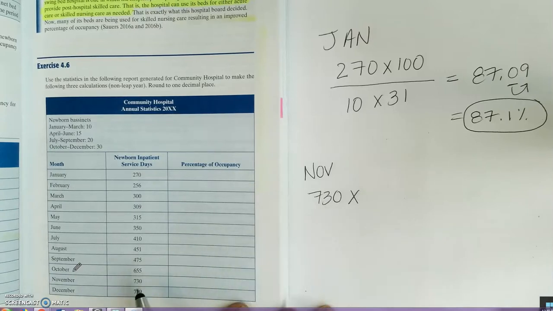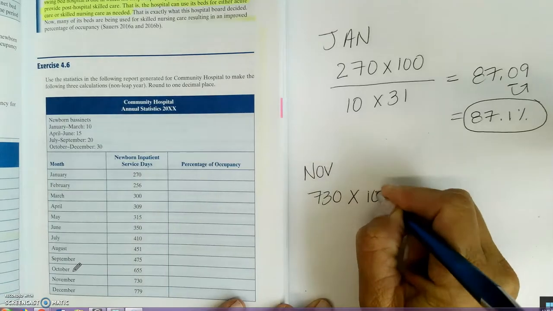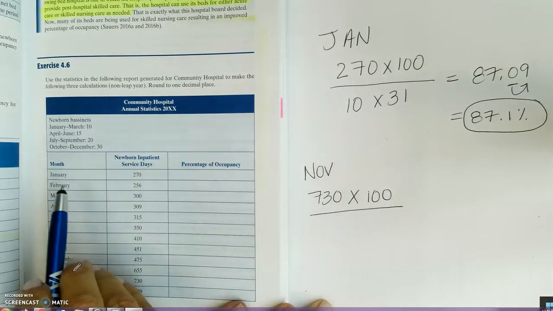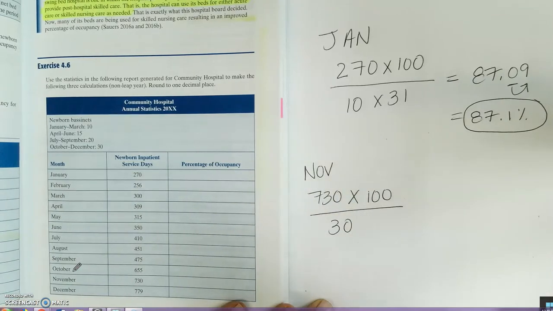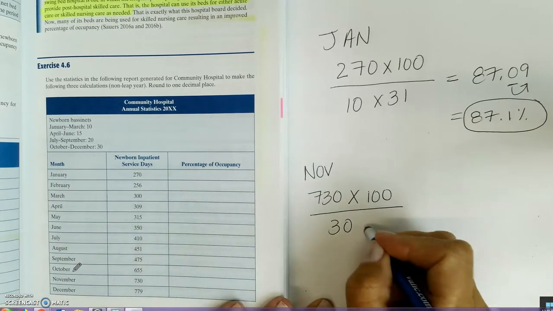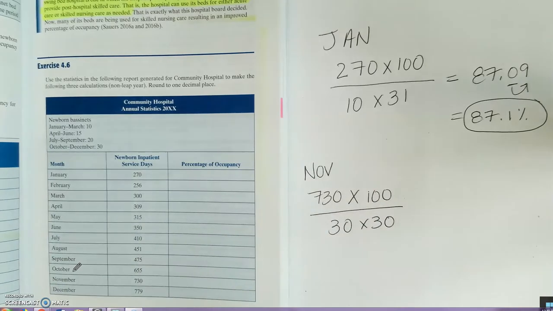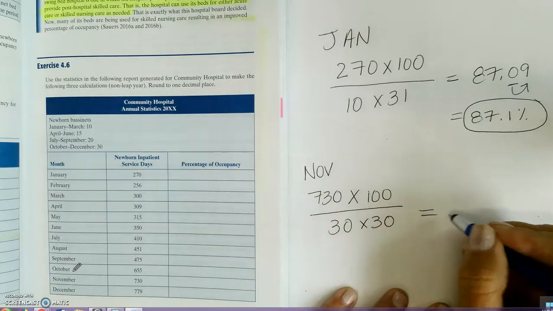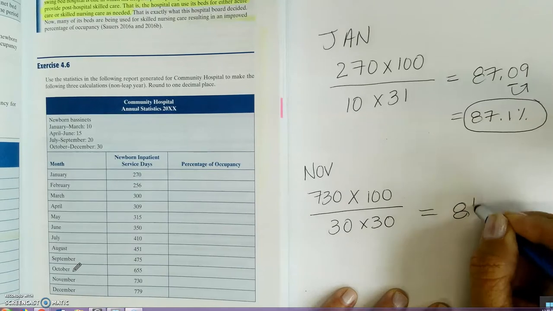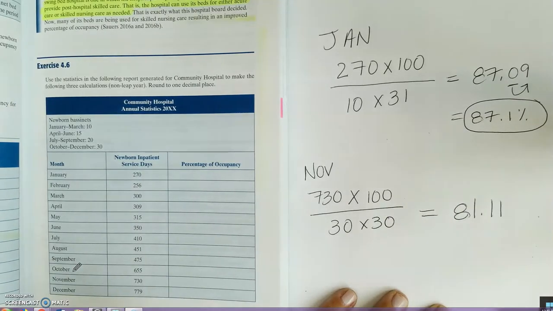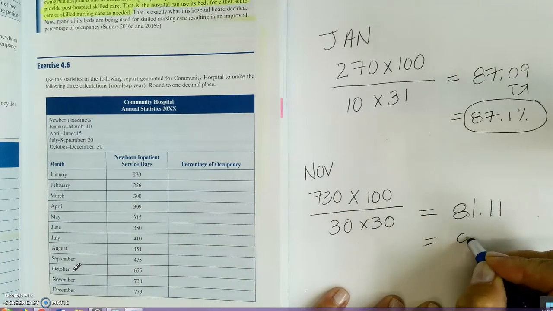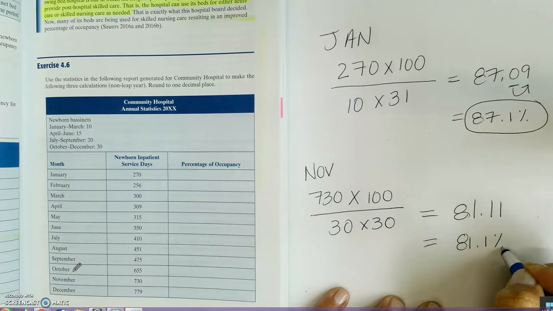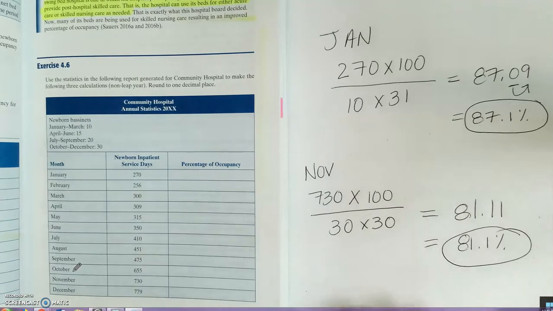Let's see here. So we were working November, 730 inpatient service days multiplied by 100 over bed count. So October through December, we've got 30 times number of days in the period, and there are 30 days in November. So that's how you're going to set that up. And then when you place it into your calculator and you do the calculations, hopefully you see 81.11, and you're going to round it to one decimal place. So your final answer is 81.1% for November.